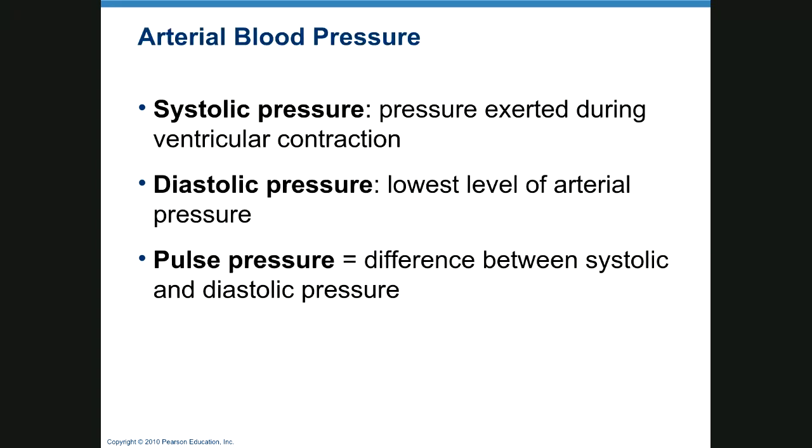When we look at blood pressure, we look at three things. The systolic pressure is the highest number, the pressure exerted during ventricular contraction. Diastolic pressure is the lowest level of arterial pressure. And if you can't remember which is which, remember when you die, your blood pressure goes way down. And then we have pulse pressure, which is the difference. You subtract diastolic from systolic, and that's useful for certain things.